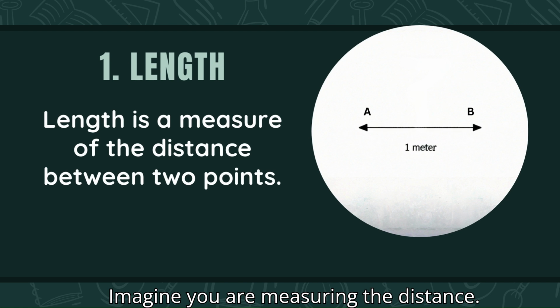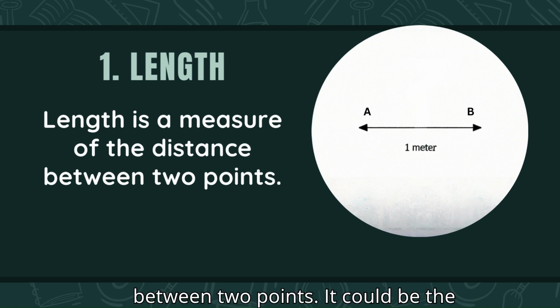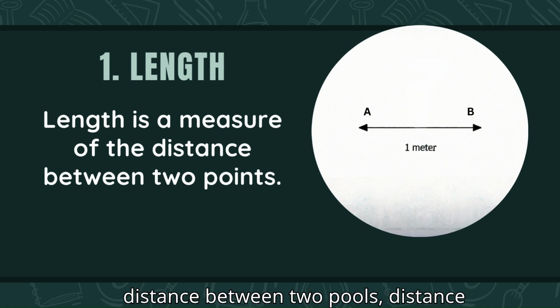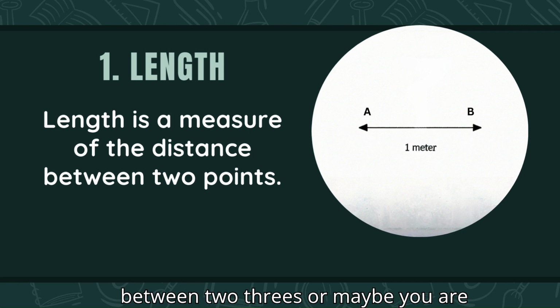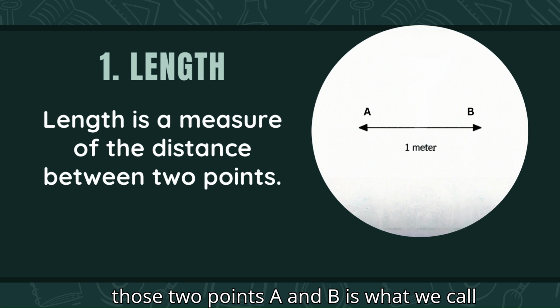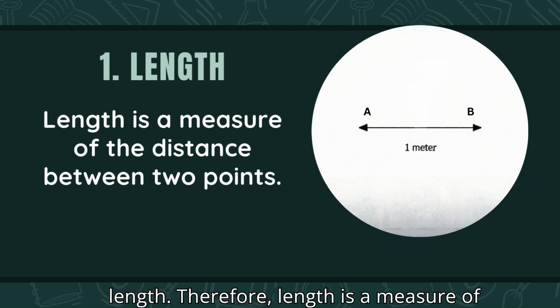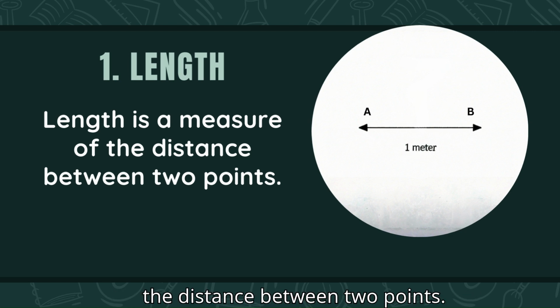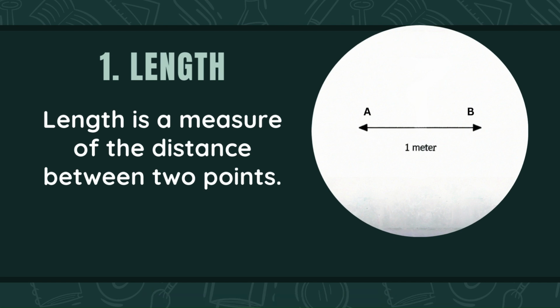Imagine you are measuring the distance between 2 points. It could be the distance between 2 poles, distance between 2 trees, or maybe you are measuring a goalpost. The space between those 2 points A and B is what we call length. Therefore, length is a measure of the distance between 2 points.